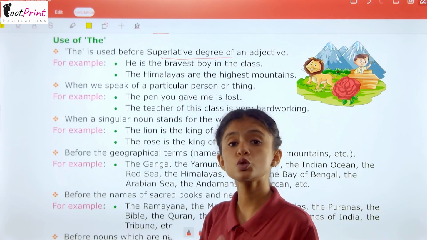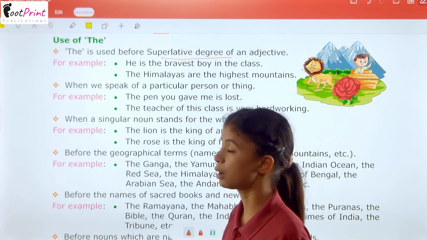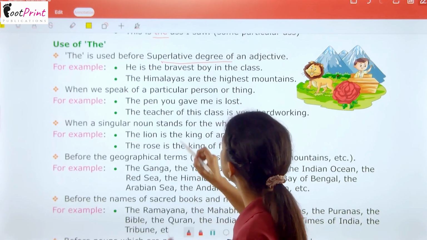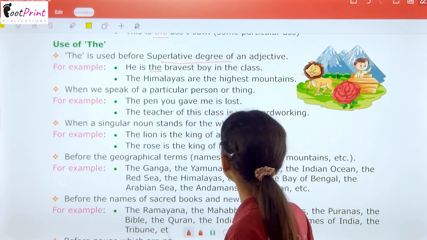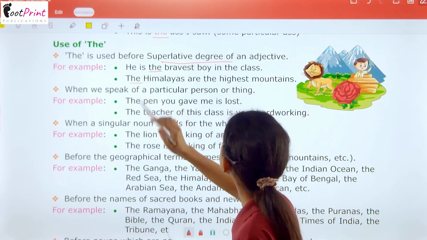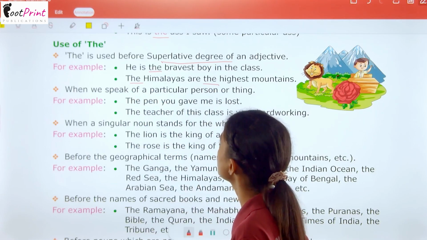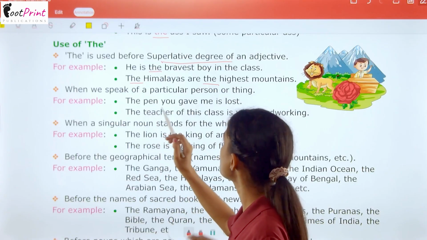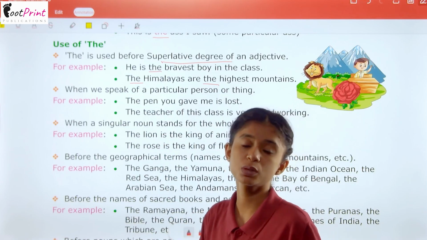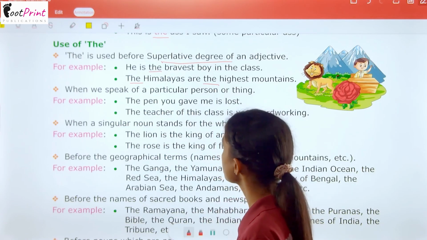It is used before the superlative degree, as we already learned about it in the previous chapter. He is the bravest boy in the class. The Himalayas are the highest mountains. When we are talking about a particular person or thing, we use the with it.